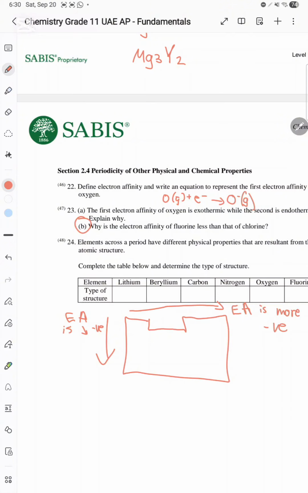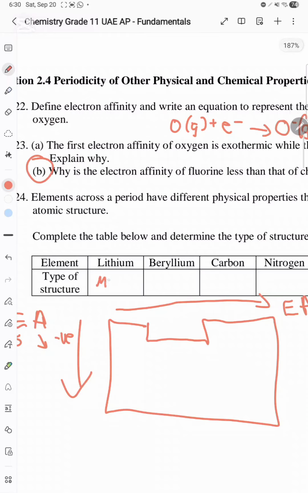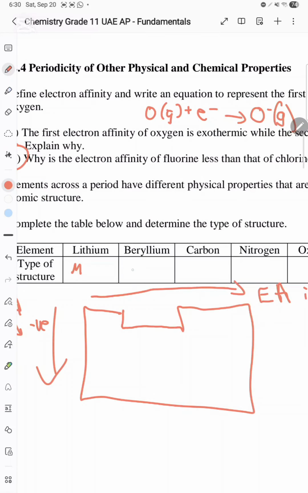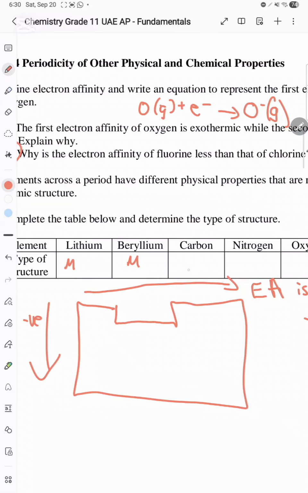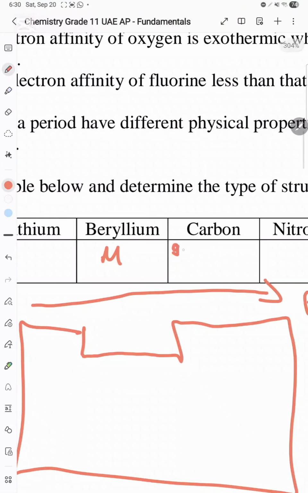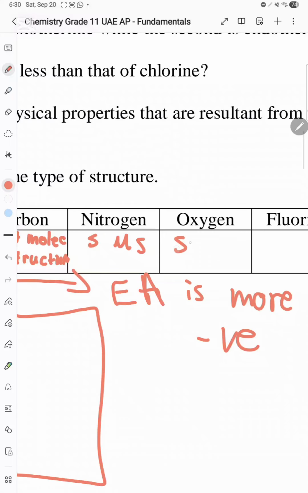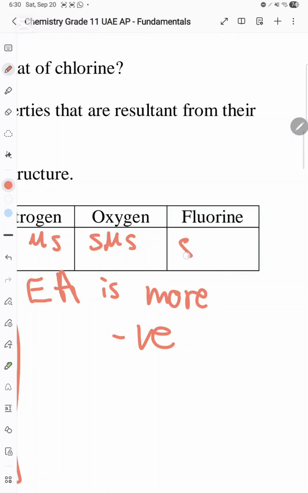Now here we're talking about the bonds between these types of structures. Lithium is a metal, so it has a metallic bond. I'm going to write M for metallic. Beryllium, also a metal, so M. Carbon is in group 4. Anything in group 4 is a giant molecular structure, and anything after that is a simple molecular structure, simple molecular structure, simple molecular structure. Okay?